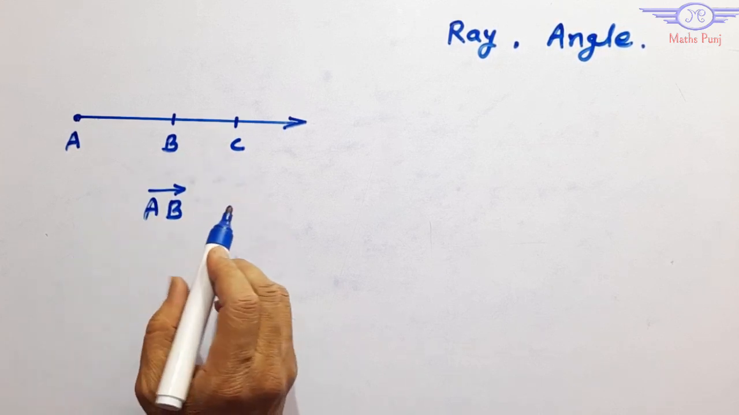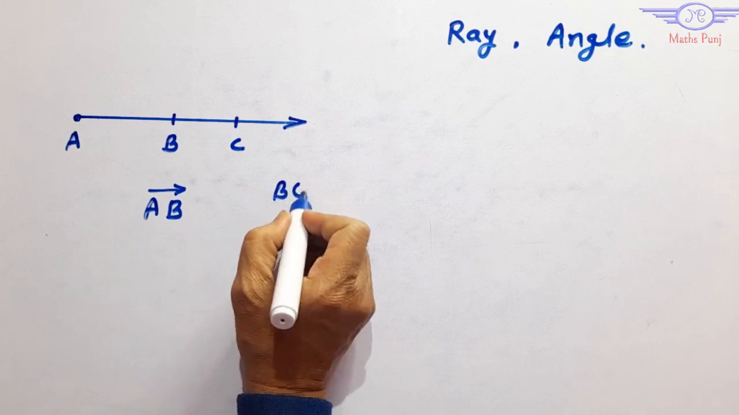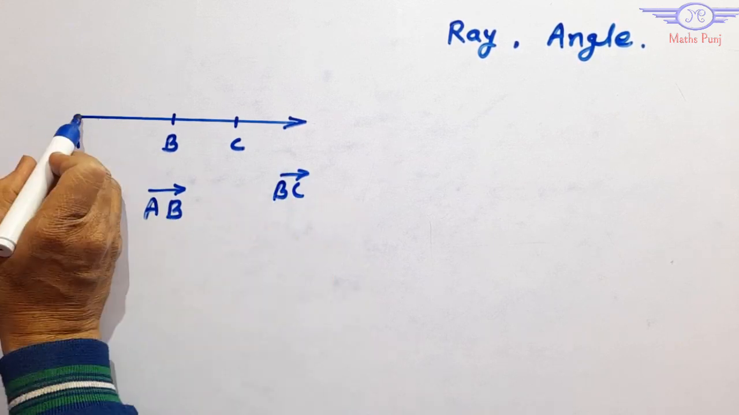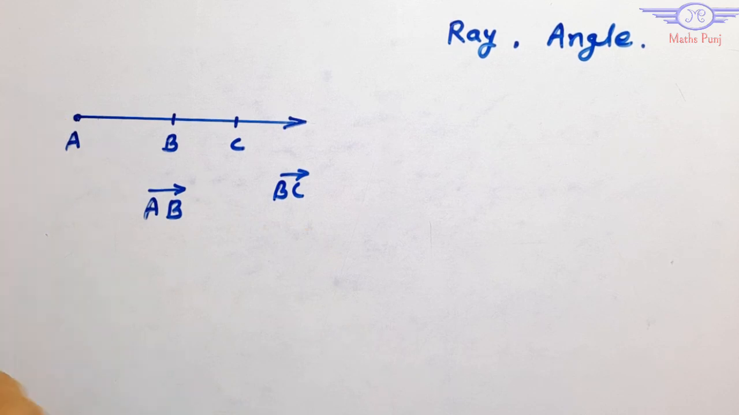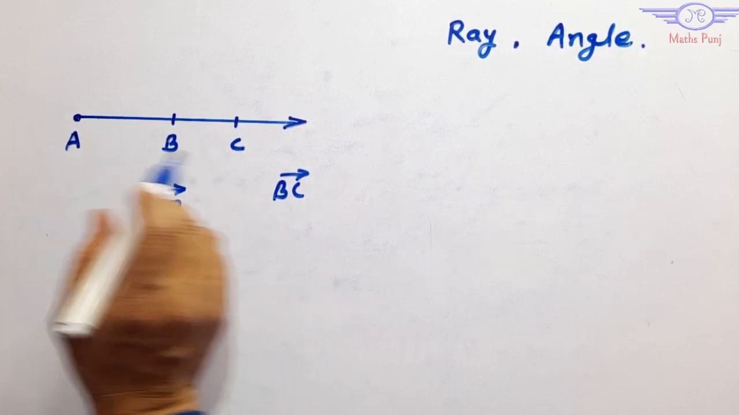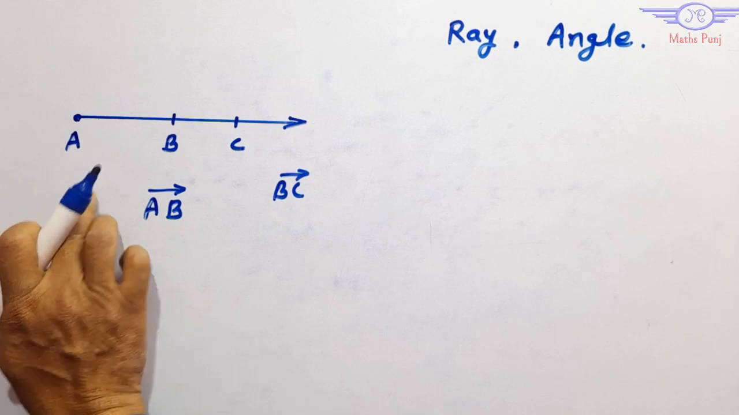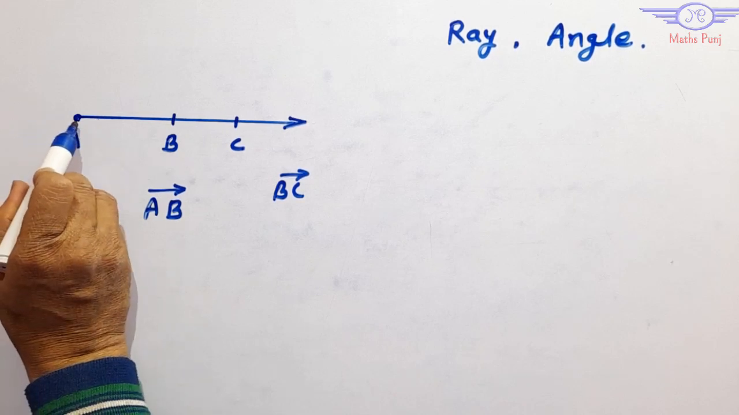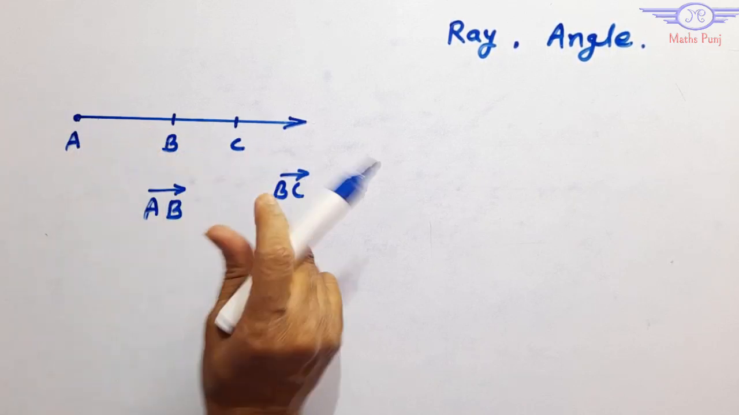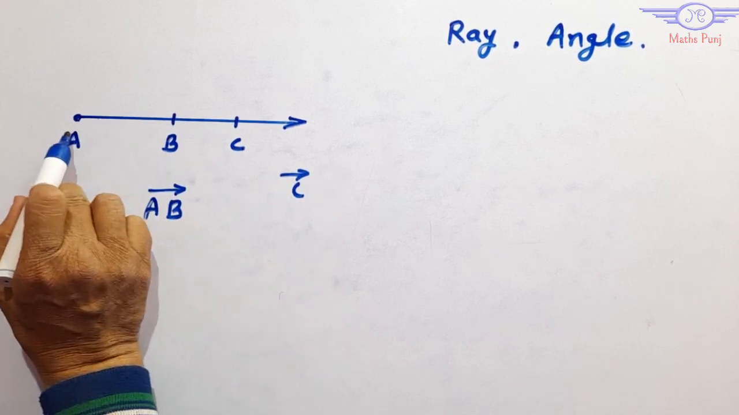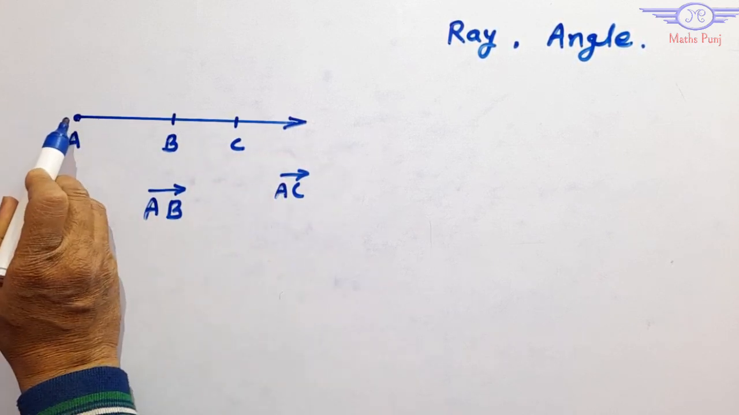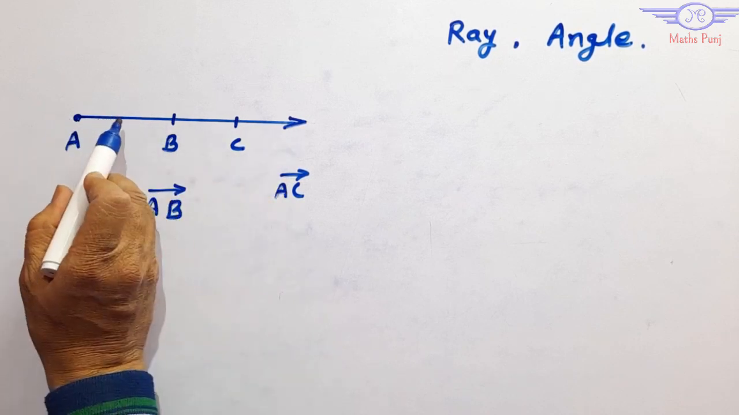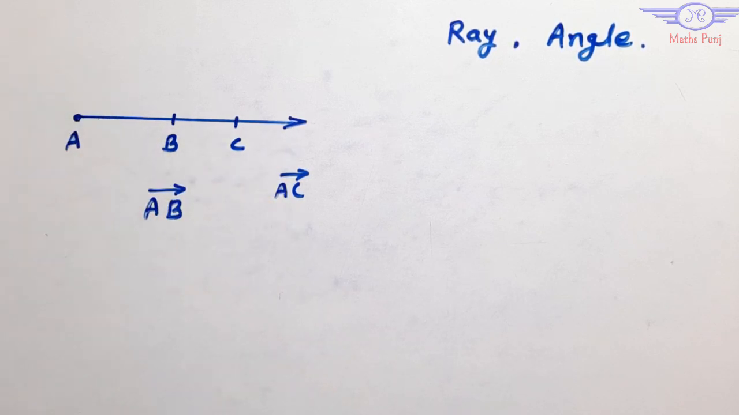BC is not written for this ray, because B is not the starting point. Otherwise, this is an end point. In naming a ray, we must carefully write from the start point in the direction of the ray, that is the C direction. So we can write here AC. A ray has only one end point and an endless direction. It also has no thickness.